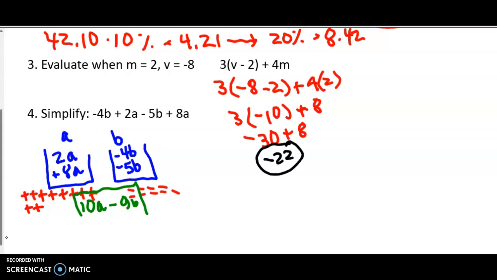Number 4, negative 4b plus 2a minus 5b plus 8a. If you take your a's, put them together, 2a and the 8a. The b's are negative 4b, negative 5b. And you can see with the integers that we add up all of the a's and they look like they were all positive, so they gave us a 10a. And the b's look like all negative, so negative 4, negative 5 gives us negative 9b.